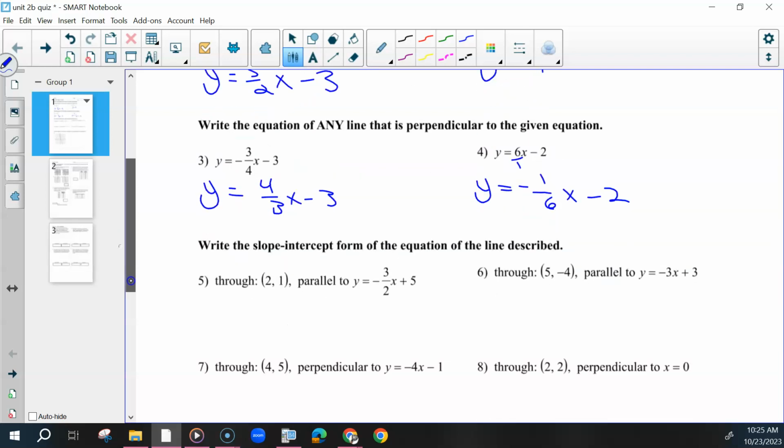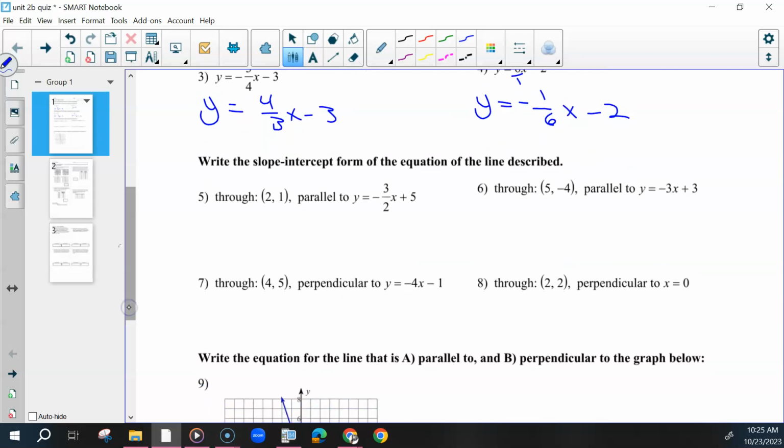Then 5 through 8. Some of us got these, some of us did not. With the parallel ones, you had to make sure the slope was the same, and use your point-slope formula, which I'll write back up here: y minus y1 equals m times x minus x1. You're given your point x1, y1. Completely ignore the y-intercept they give you. You don't need that. It's not part of it.